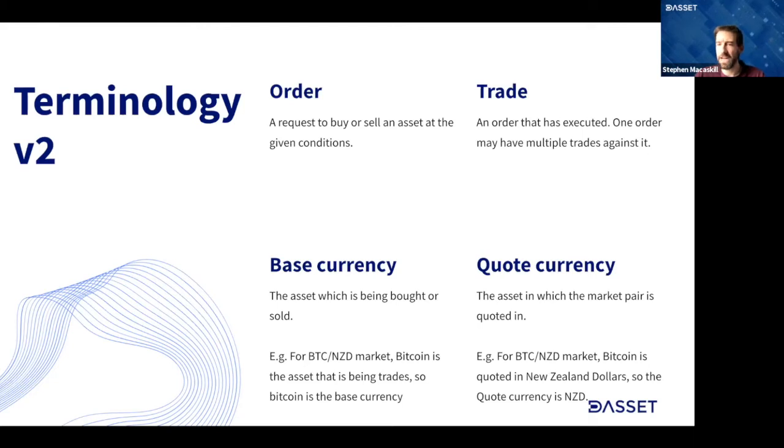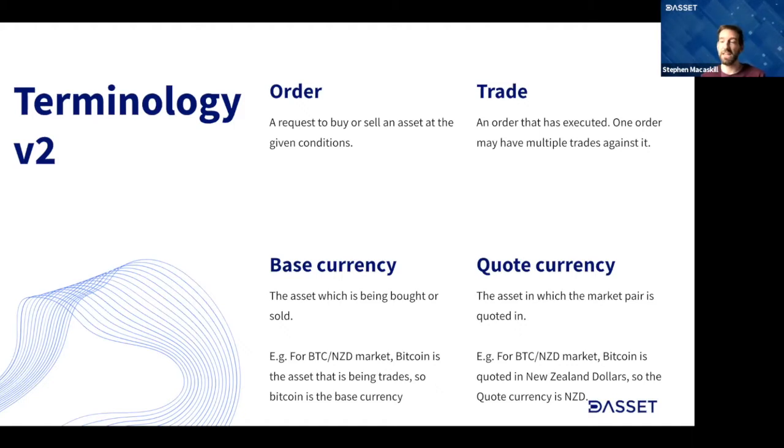Some other important terminology is base currency and quote currency. Of course, that's taken from legacy markets. It's not necessarily a currency per se. That's usually when you're looking at foreign currency exchange. I'm not saying that Bitcoin's a currency, but maybe we can say it's the base asset, the asset which is being traded. So in a Bitcoin New Zealand dollar market, the base currency is Bitcoin.